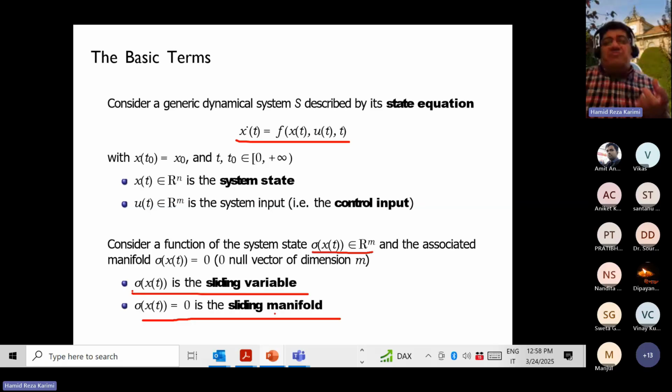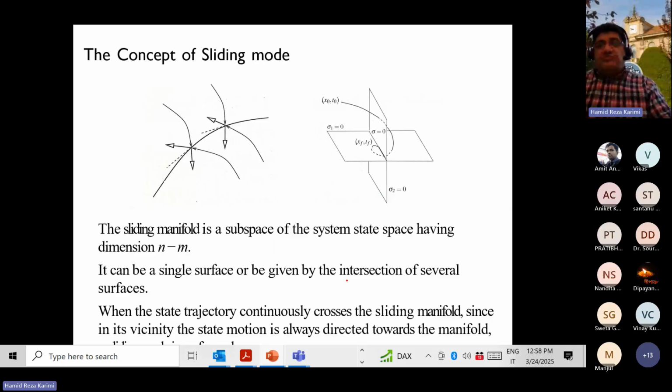A sliding manifold can be introduced and should be selected, but this depends on how many states you want to control. You need to add some dimension to the sigma x. Depending on the control signal dimension m, it means that you want to control, for example, n variables, and therefore you can define the sigma x(t) based on this as a sliding variable with this vector dimension, and then you try to design the control.